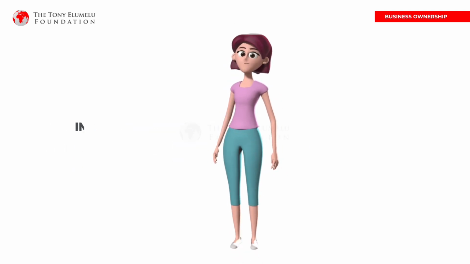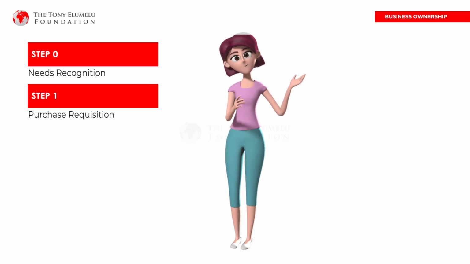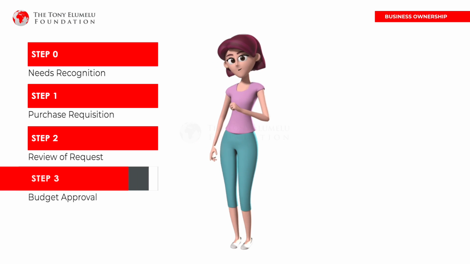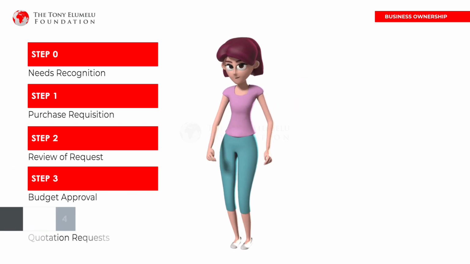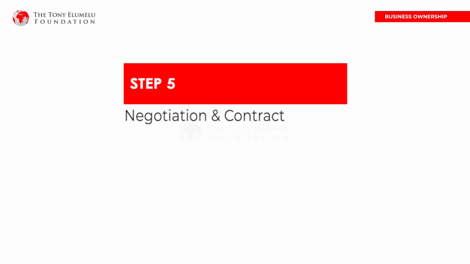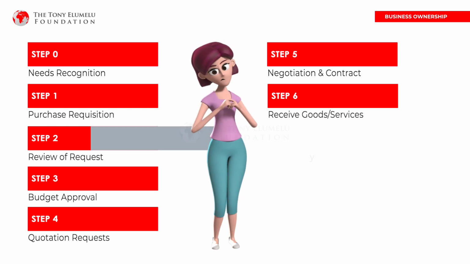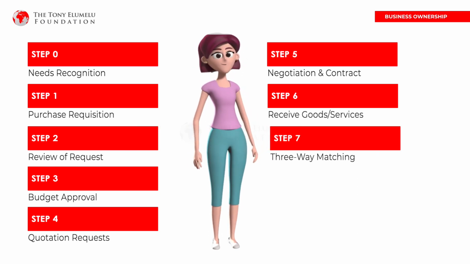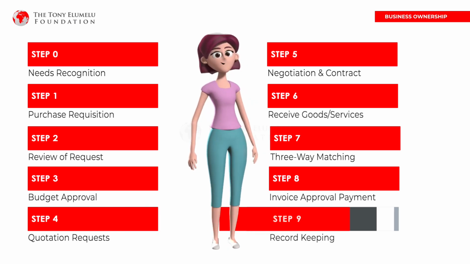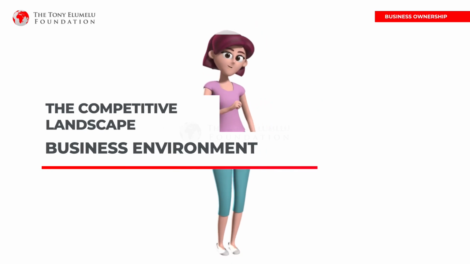Step 0, needs recognition. Step 1, purchase requisition. Step 2, review of request. Step 3, budget approval. Step 4, quotation requests. Step 5, negotiation and contracts. Step 6, receive goods and services. Step 7, three-way matching. Step 8, invoice approval and payment. Step 9, record keeping.